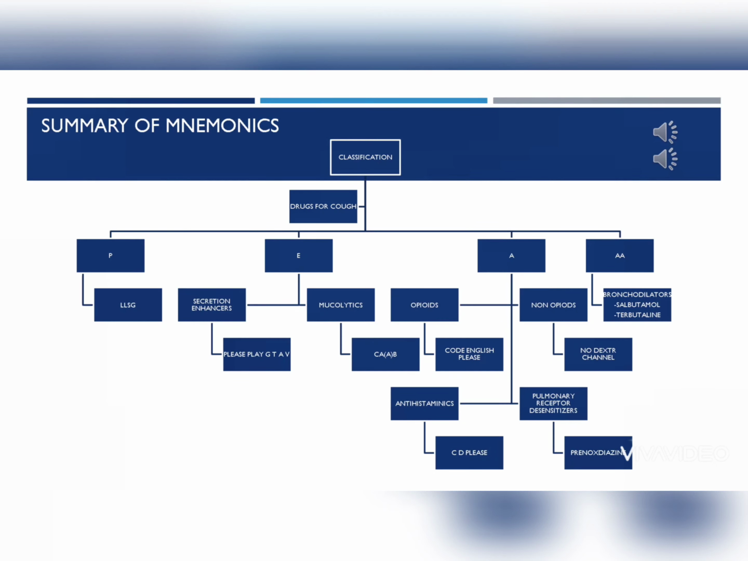Antihistaminics mnemonic drug will be CD please. C for chlorpheniramine, D for diphenhydramine, and P for promethazine. Pulmonary receptor desensitizer drug will be prenoxdiazine, and the last is adjuvant antitussives, that is bronchodilators, salbutamol and terbutaline.